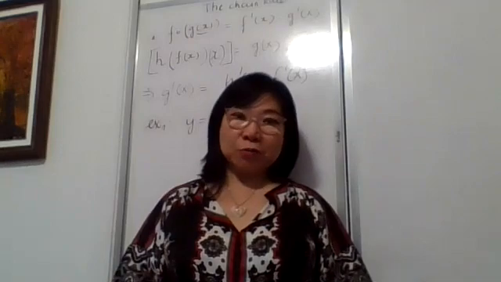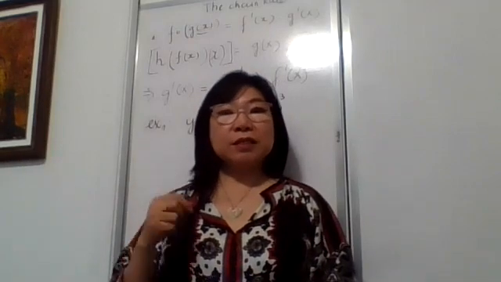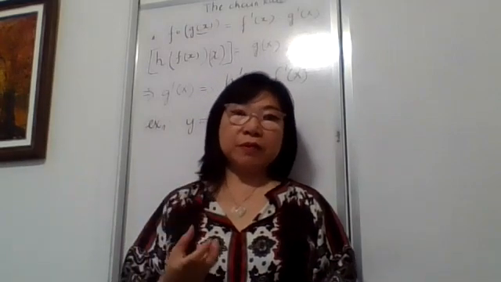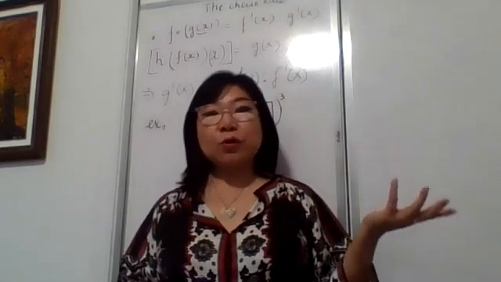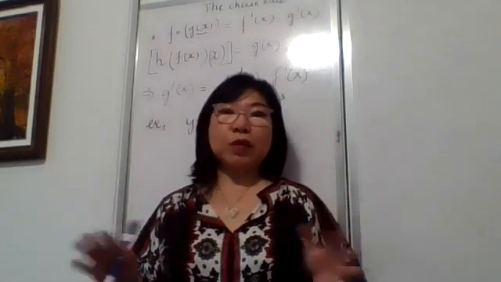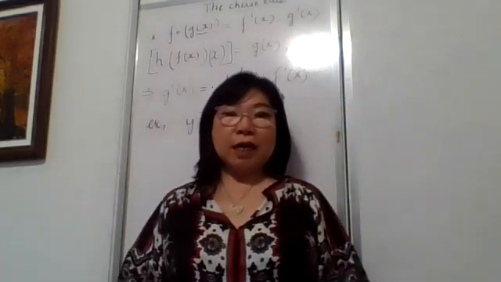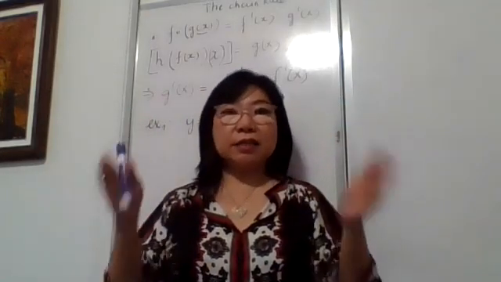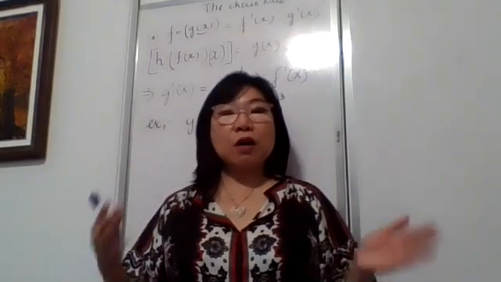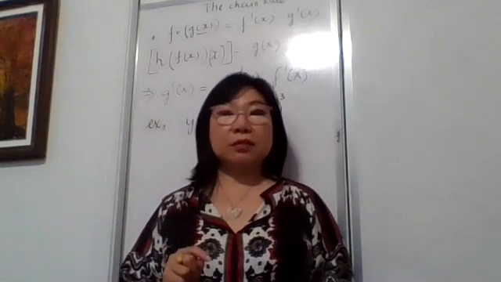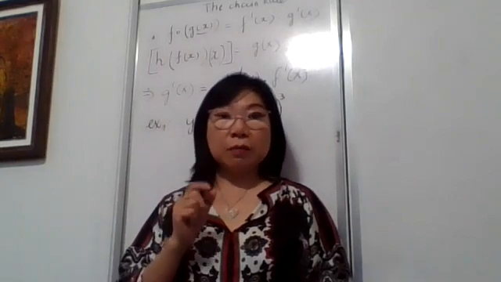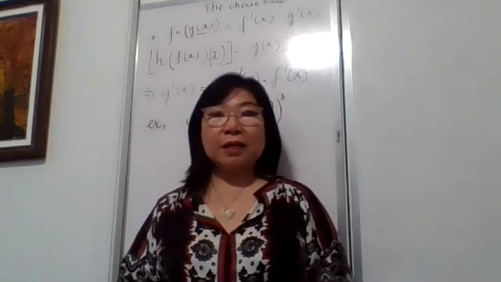So what is the chain rule? The chain rule is the application of the derivative of the composite function. In Math 12, we learned that sometimes we have a function outside and then inside there is another function. And we call that the composite function. So the chain rule is the derivative of the composite function.